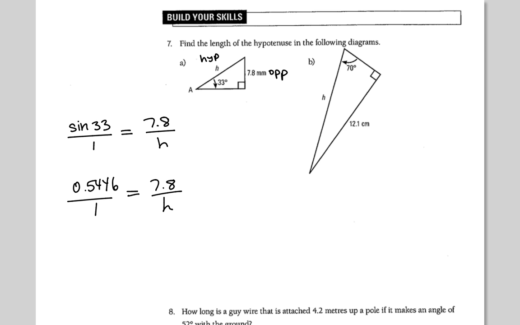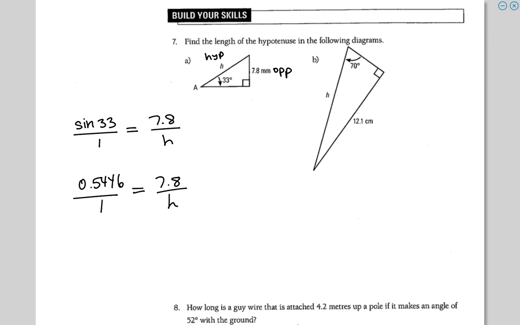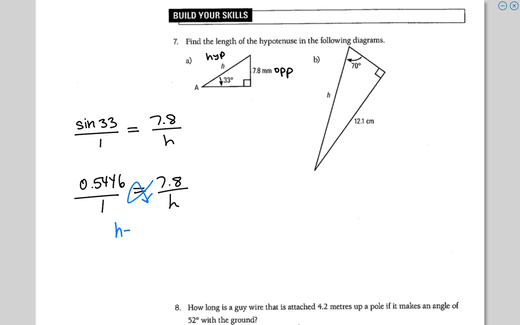So now when you cross multiply, just be careful that you're doing it properly. You always times the 2 numbers that cross and divide across the unknown. So for this one, you would go 7.8 times 1, which does nothing, divided by this new ratio of yours, 0.54. So 7.8 basically divided by 0.5446. And H is 14.3.